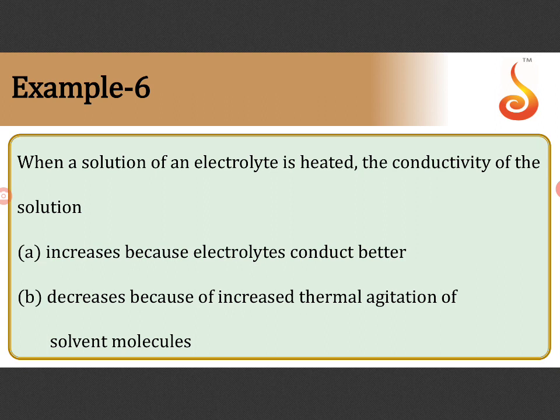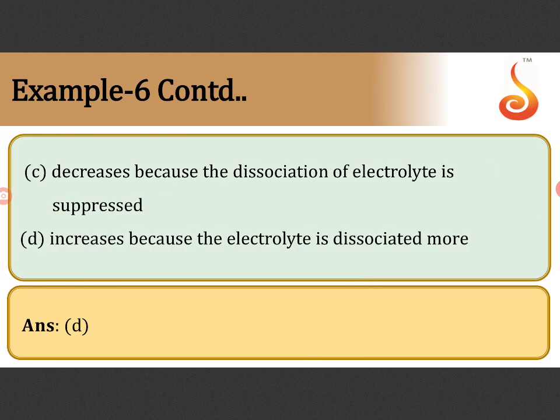Dissociation of the electrolyte means the bonds between the positive and negative ions will be broken. So when the dissociation of the electrolyte increases, the conductivity of the solution also increases. Therefore, option D is correct.